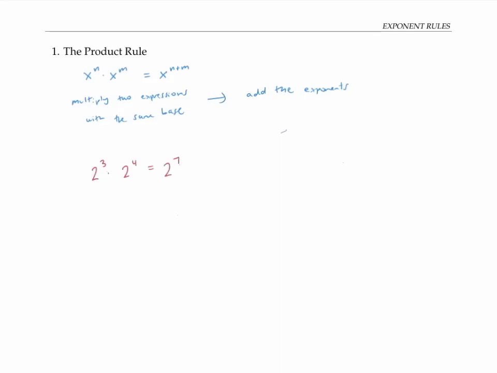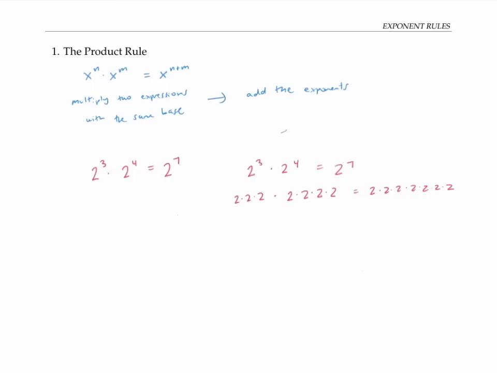And that makes sense because 2 cubed times 2 to the fourth means I multiply 2 by itself 3 times, and then I multiply that by 2 multiplied by itself 4 times, and in the end I have 2 multiplied by itself 7 times, which is 2 to the seventh. I'm just adding up the number of times it's multiplied in each piece to get the number of times it's multiplied total.